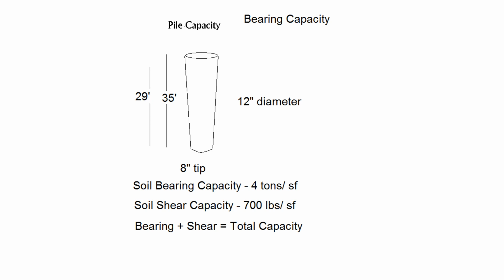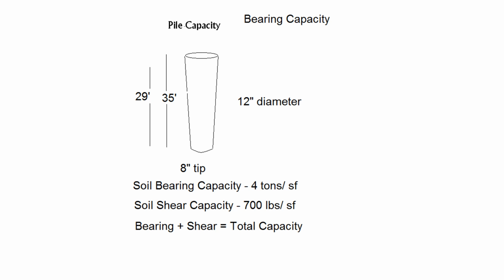Well, in order to know what our bearing capacity is, we have to know how many square feet that tip is. Okay, and then once we know how many square feet that is, we multiply that times the 8,000 pounds per square foot, and we'll get our pounds of bearing capacity. Okay, so how do we figure out the square footage of the tip?